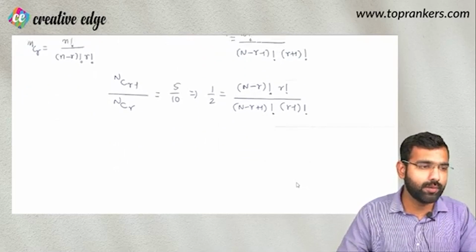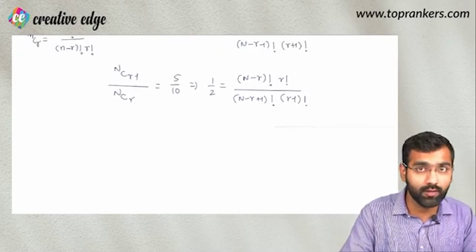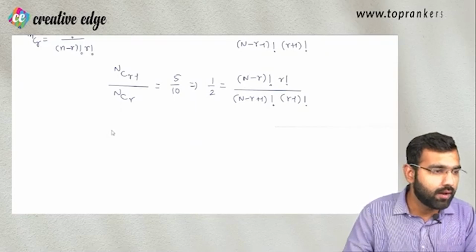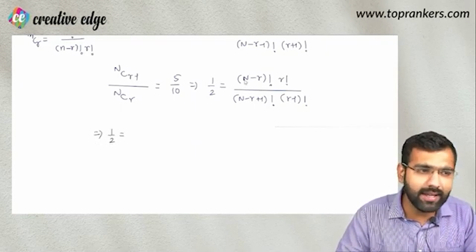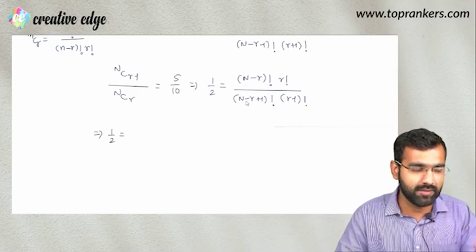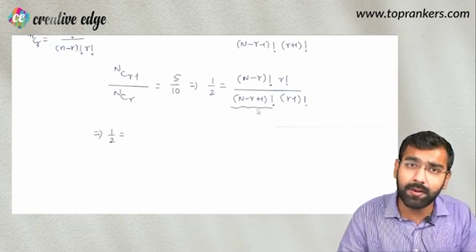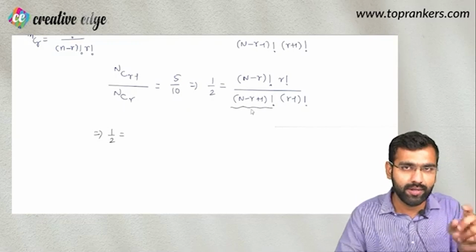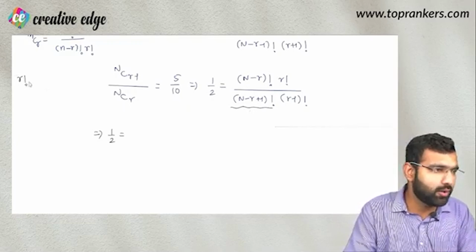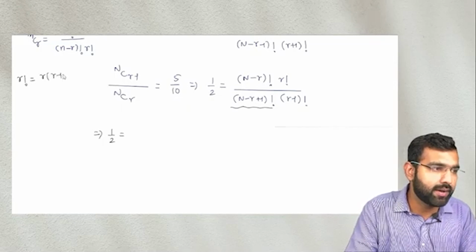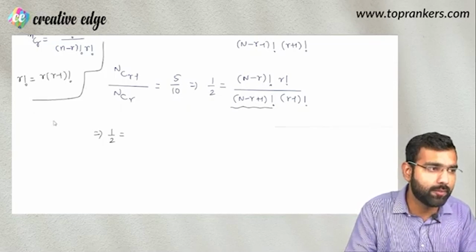Now I hope from here you can very easily figure out what we are going to do next. See, this 1 by 2 I'll have as it is equal to, see, can I write this term n minus r plus 1 as n minus r plus 1 into n minus r factorial? I hope we all know that r factorial is nothing but r into r minus 1 factorial. That particular formula I'm going to use here.